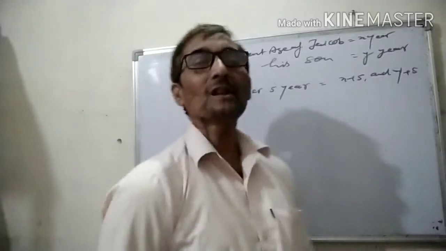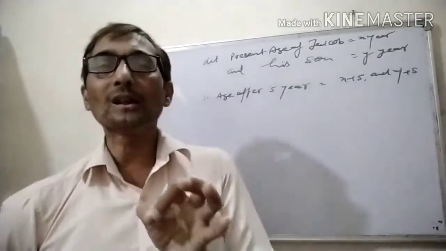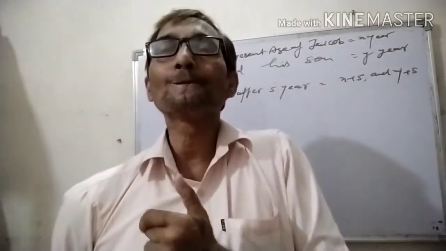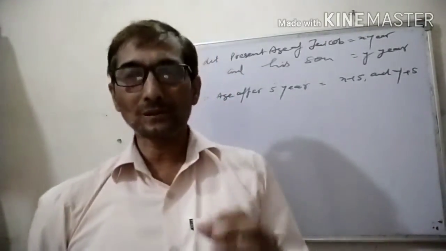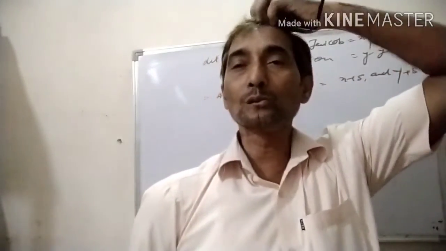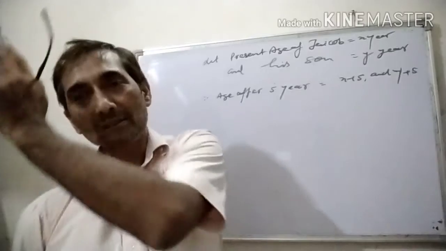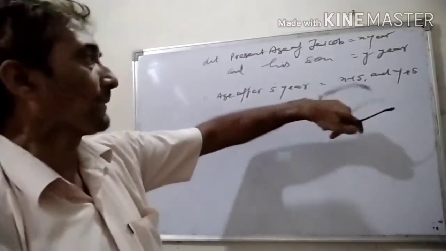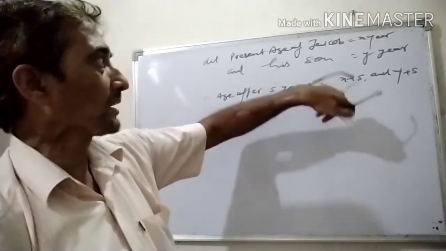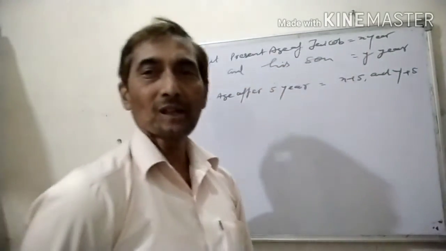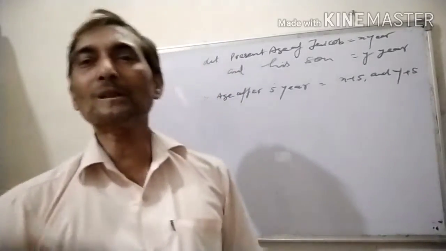Easily you can understand, if you are 10 years at present, then after 5 years you will be 15. After some years, if you want to find the age, then you should add the time to the present age. So we add 5 to the present age of Jacob and 5 to the present age of his son. So we get the age after 5 years.